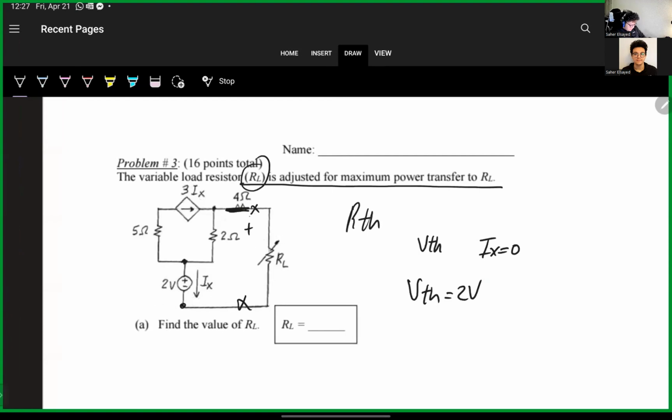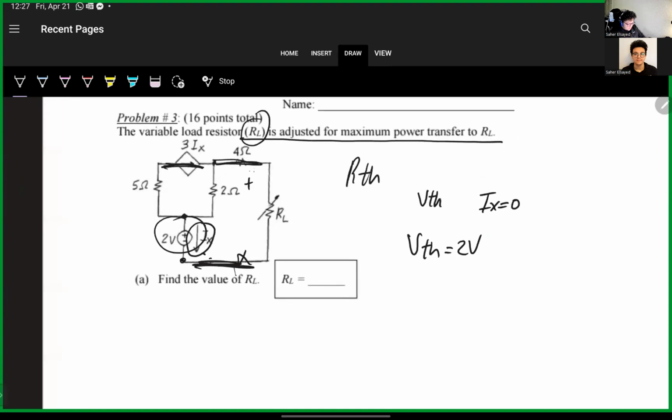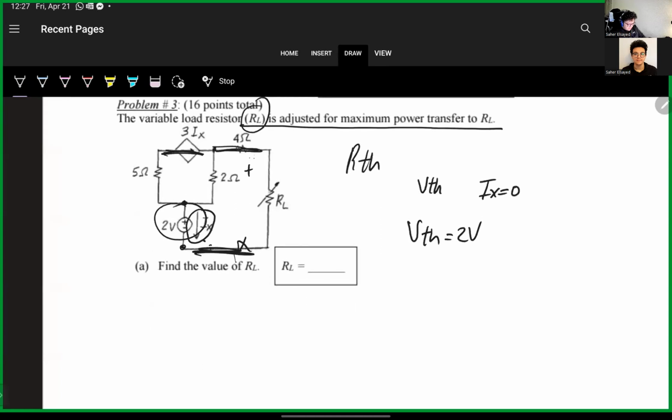Let me restate this. This current is 0 because it's open here. Nothing. If this is 0, this is 0. That means this is also nothing here. And this is also open. So there is no current, nothing. The only voltage that you have across all of this is just the 2 volt. Hopefully that makes sense. So that's your V Thevenin.